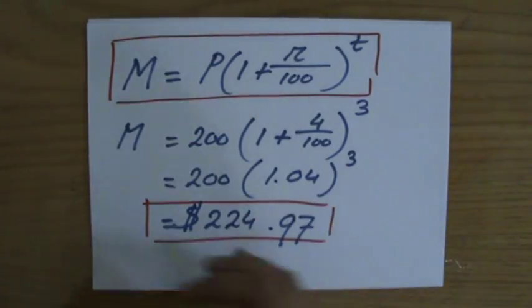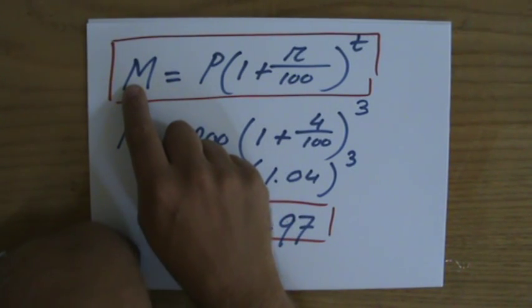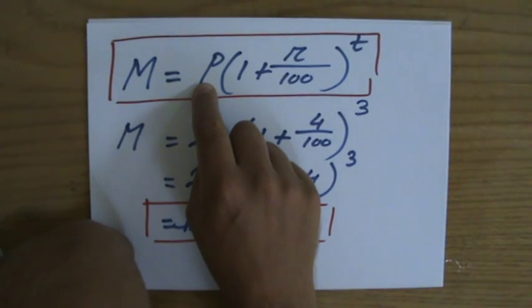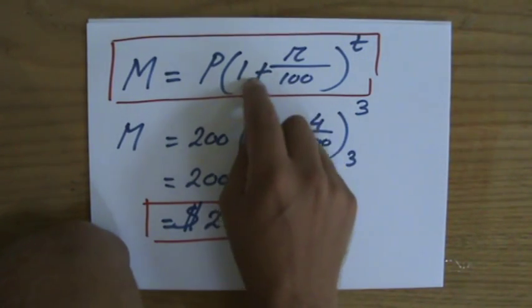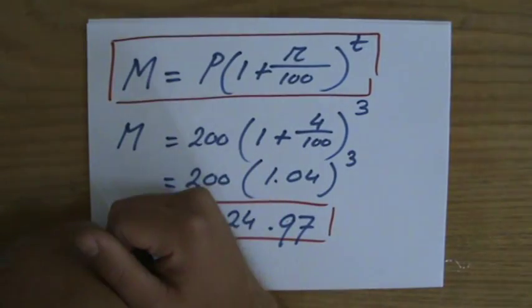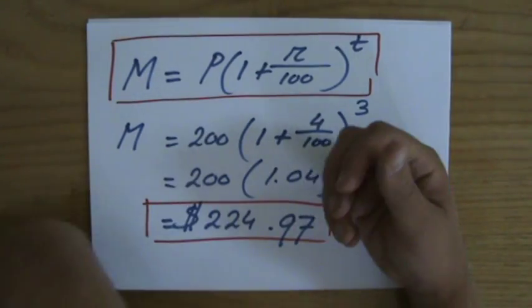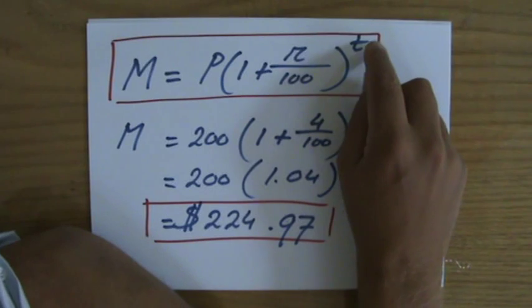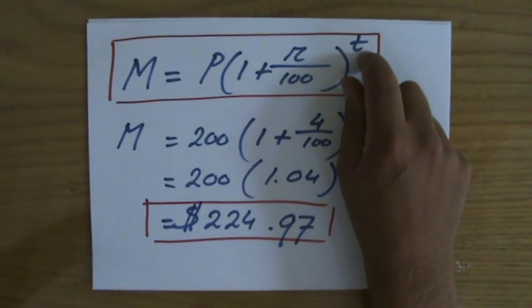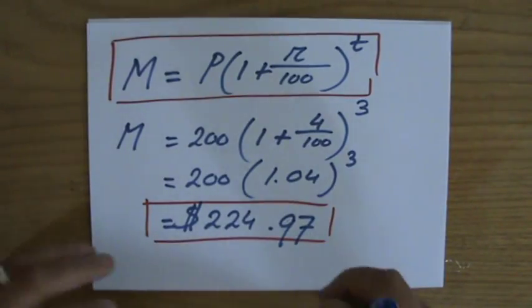So the general formula is the amount of money you have is your starting value times 1 plus your interest divided by 100, so 1.04 in our case. If I would get 7%, it would be 1.07, to the power of the amount of units of time, usually years, you invested.